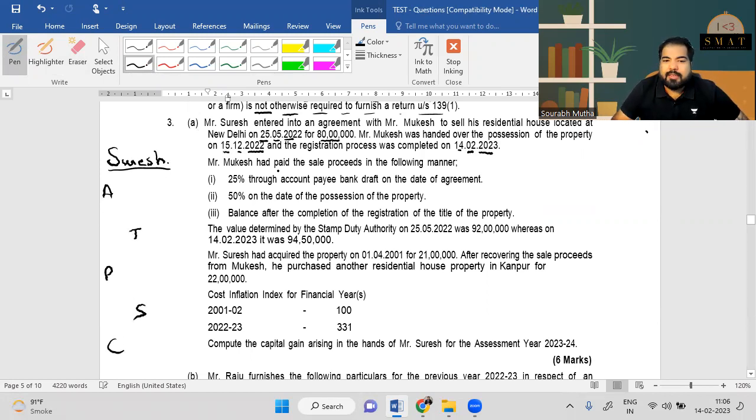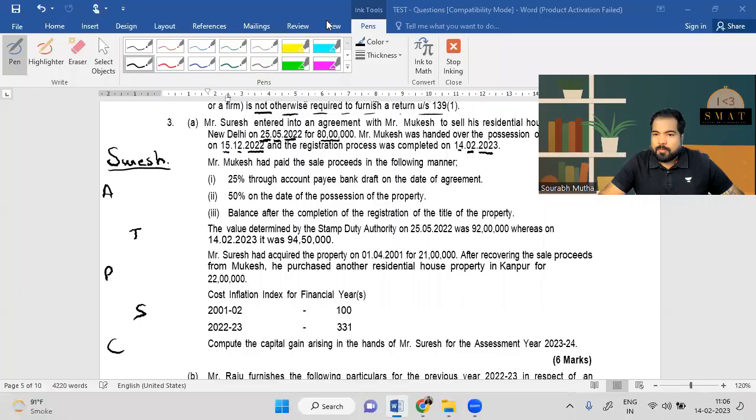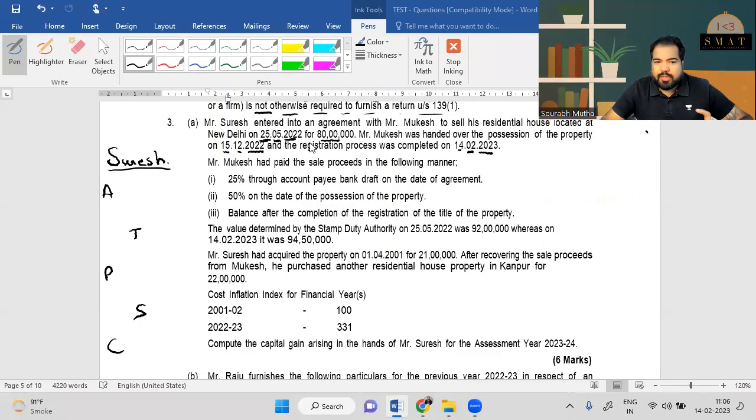There are two dates here. One is the date of agreement, which is 25th May, and one is the date of registration, which is 14th February. Now let's see how this works. So is there an asset which is being sold? Yes. Is it sold? Yes. Period of holding, let's see, we haven't got the details yet.